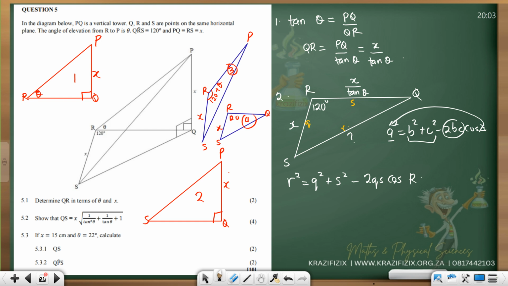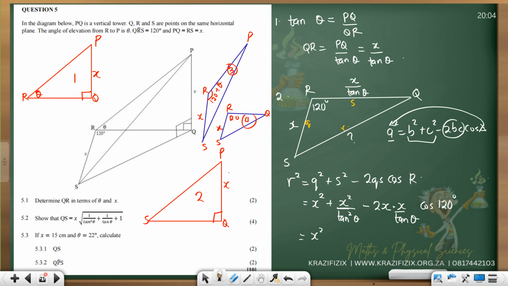Come, let's work together before you write. What is q? Small q. X squared. What is s? Small s? X over tan theta. Can I do this? Because it's squared. Minus 2. What is that? X. X over tan theta. Cos. What is cos r? 120 degrees. Beautiful. What will this give us?